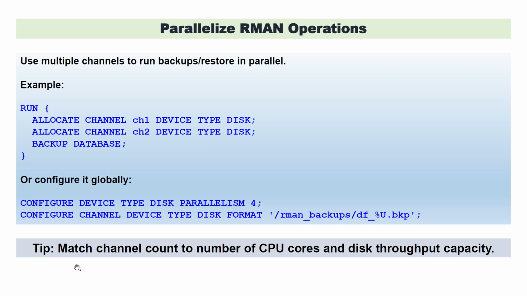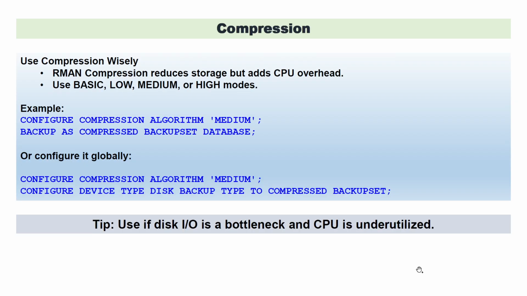Now, when you choose these channels, try to match the channel count to number of CPU cores and disk throughput capacity. If you create multiple channels but you are not able to write to the disk at that channel, there is no point. Or if you have only one CPU and you have allocated 4 channels, which means that same CPU is used to write to all the 4 channels, that is also not a good idea. So try to balance between the CPU cores and disk throughput.